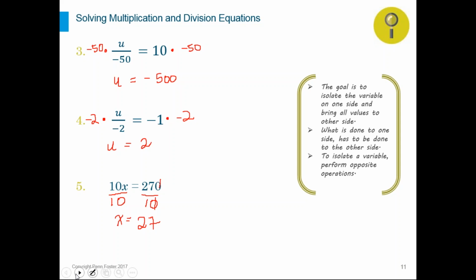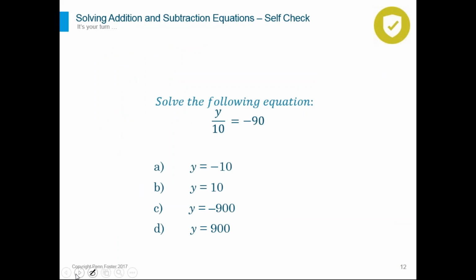Now let's look at a self-check. Those self-checks, as I said, are not graded. These are for your self-assessment. So it's an equation, the same thing that we have been doing in the past few slides. y divided by 10 equals negative 90. What should we do to find the value of y? So you can have a look at this question in 30 seconds. I'm going to switch the screen to the same question, but you are able to select your answers.